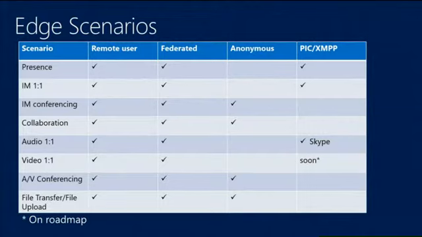Then there's the final group, PIC, Public Instant Message Connectivity. I can connect my environment to PIC providers like Yahoo, like Skype, AOL, and I will also get some functionality. So with all these vendors, I can do presence, and I can do one-to-one instant messages. With Skype, I can do also audio calls. Soon, we will have video with Skype as well.